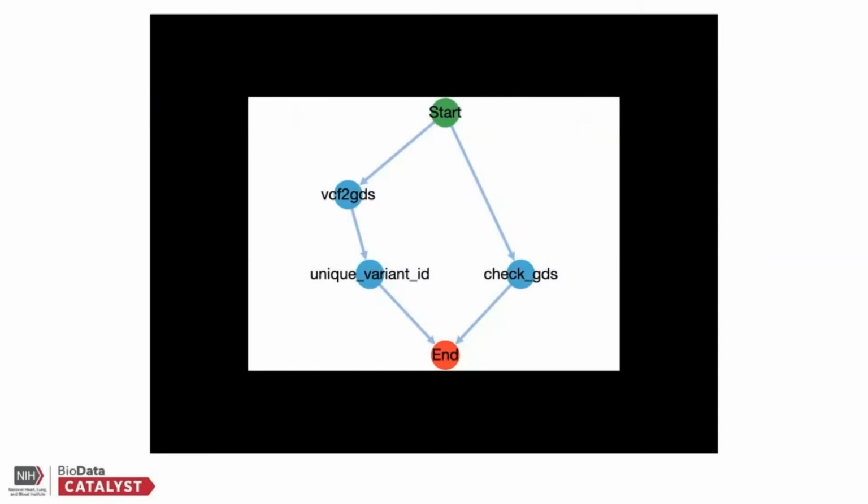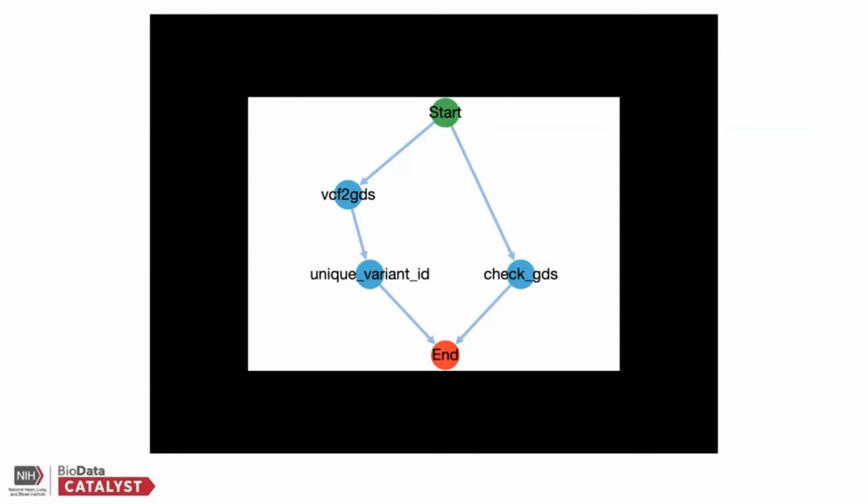Our demo will use a workflow that converts a VCF input into a GDS file. This input can be an uncompressed VCF, a gzipped VCF, or a BCF. To ensure that the resulting file can be used with tools that require all variants to have unique IDs, the GDS files are then assigned unique variant IDs. Finally, these outputs are compared to the original inputs to ensure congruence.